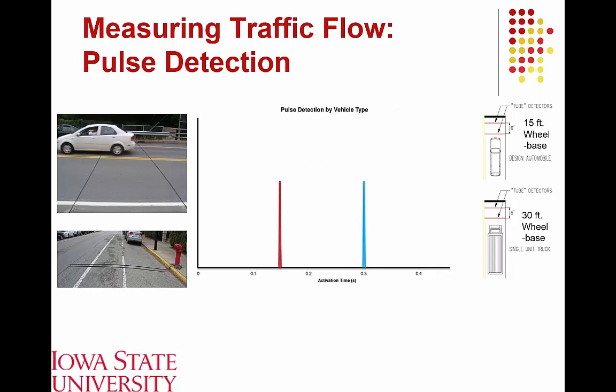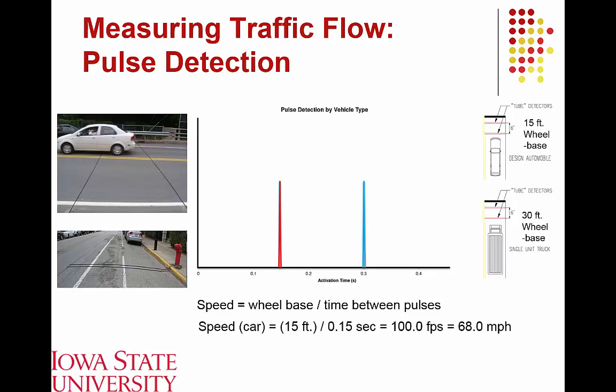This is just measuring the time from which the first axle strikes this detector to when the second axle strikes this detector. Similarly, we could just compare the times between when the first axle strikes the first detector and then the second detector and obtain similar types of information. And so speed is simply equal to the axle spacing, the wheelbase, divided by the time between these pulses.